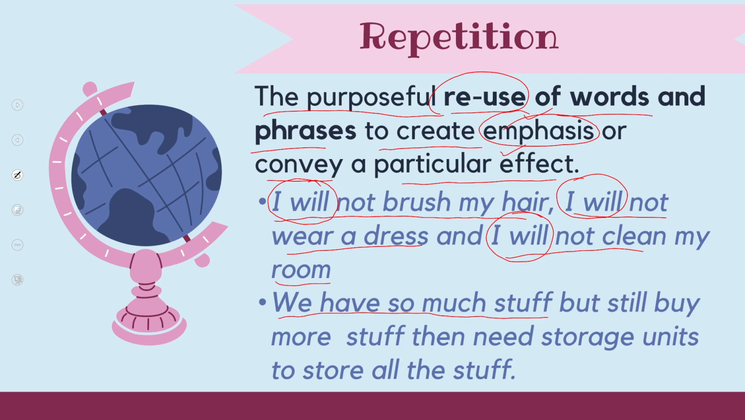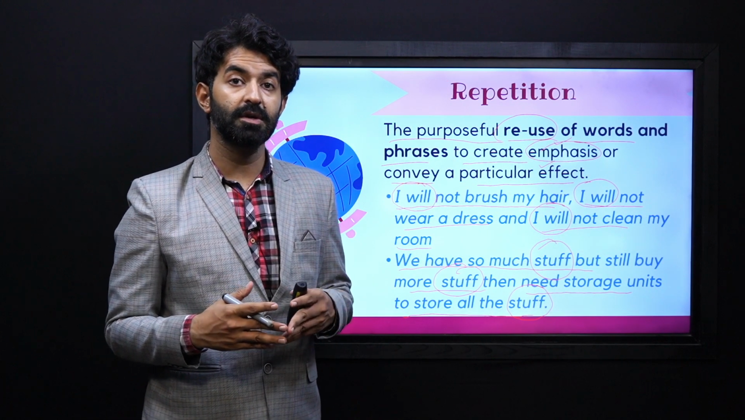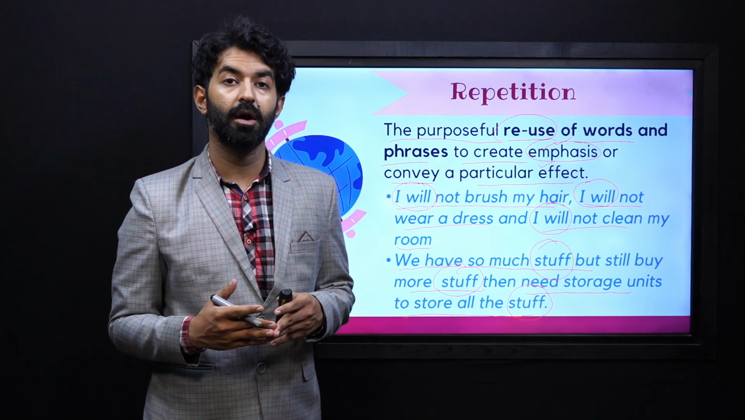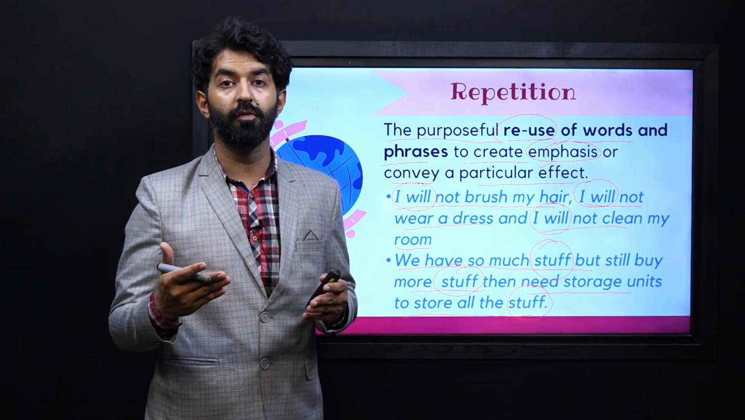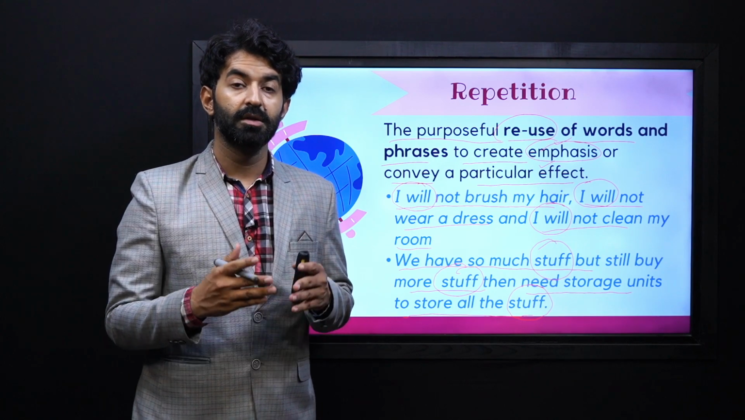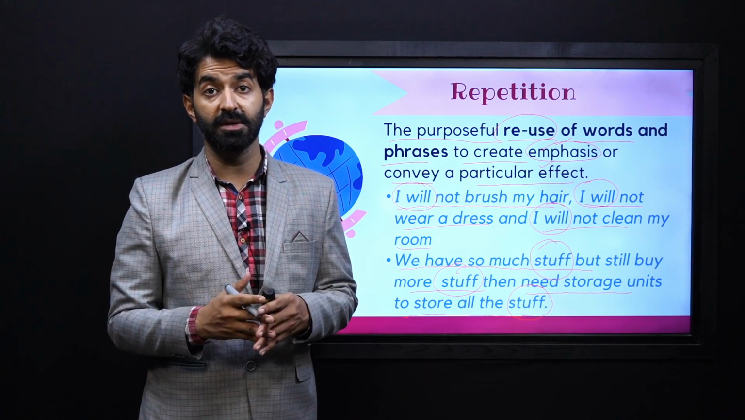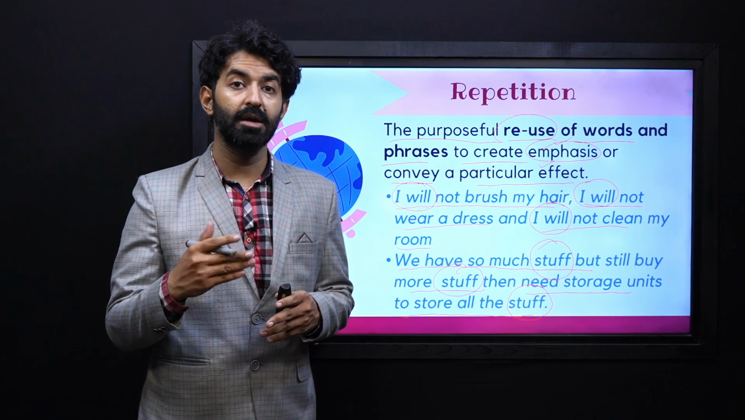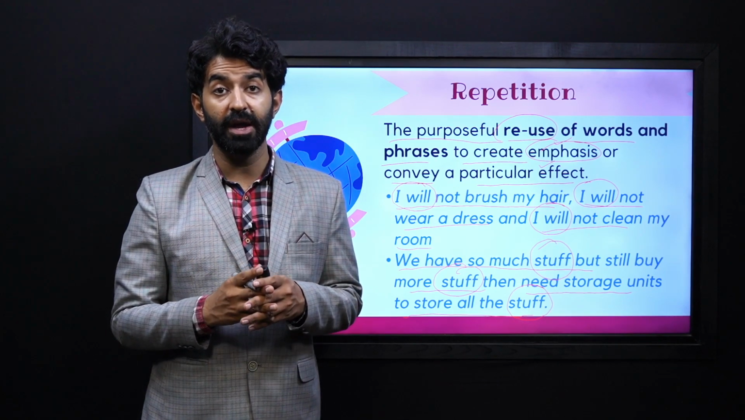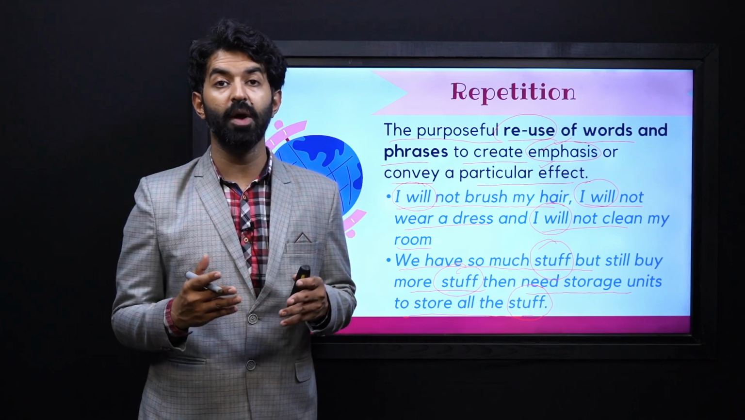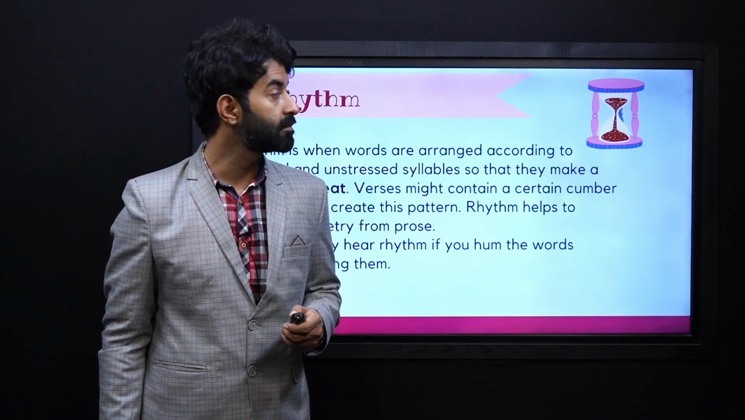We have so much stuff, but still buy more stuff than we need, and need storage units to store all the stuff. So the word stuff is being repeated thrice. Similarly in poems, we can see that many lines, after every three or four words or every second verse, the same verse, which is very important and resonates with the theme of the poetry, comes again and again because the writer or the poet wants to show emphasis on a particular thing.